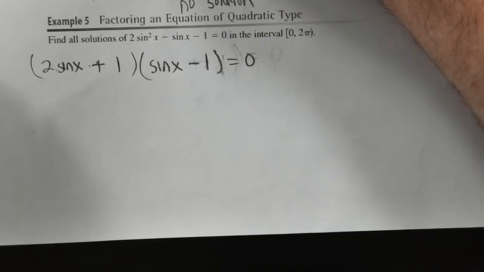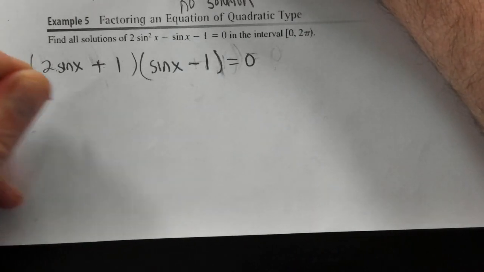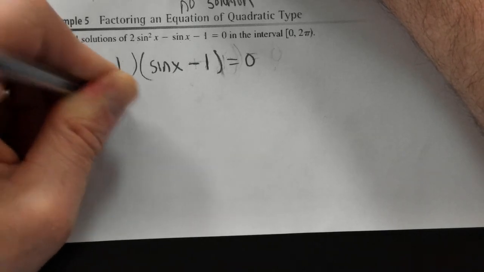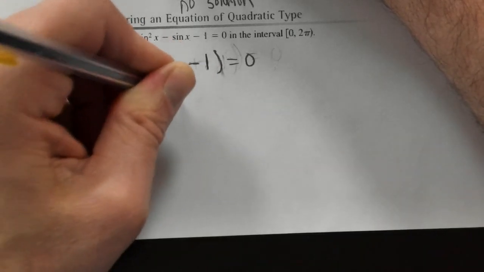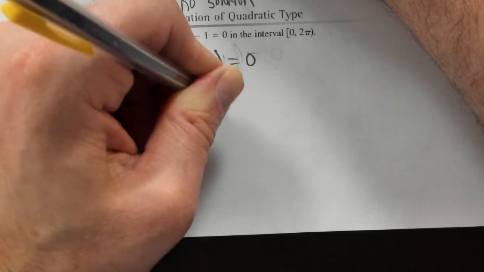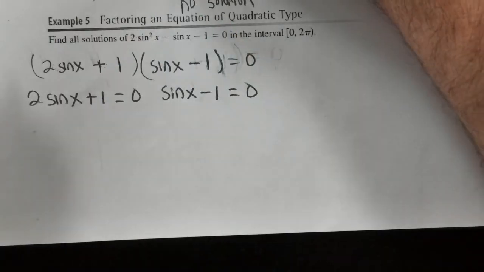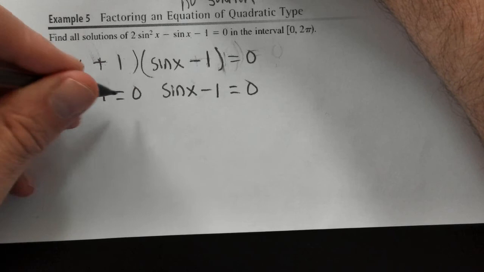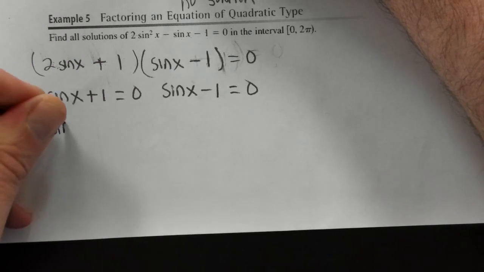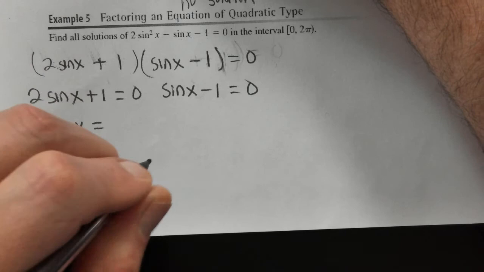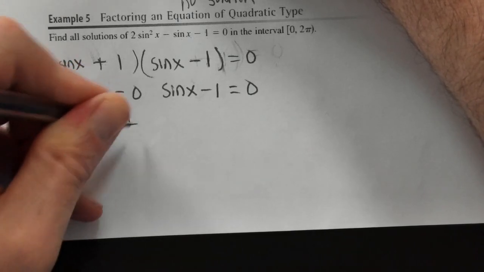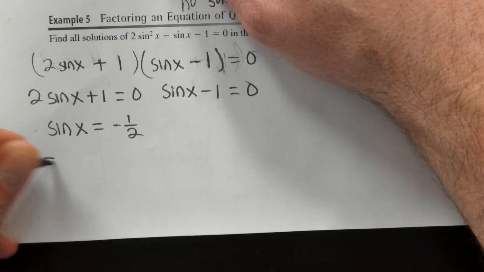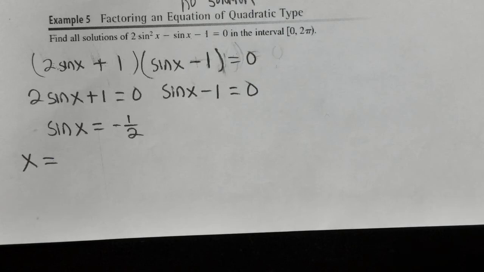Once again, now from here we're at our zero product rule again. So I need 2 sine of x plus 1 to be equal to 0. And I also need sine of x minus 1 to be equal to 0. And we'll solve each one of these independently now. I will move the 1 over and get negative 1 and divide it by 2 at the same time to make sine of x equal to negative 1/2. All right, so if my sine of x is equal to negative 1/2, then I'm looking for angles whose sine would be negative 1/2.